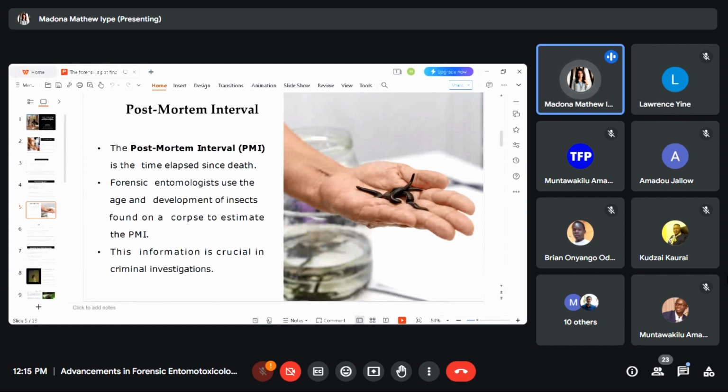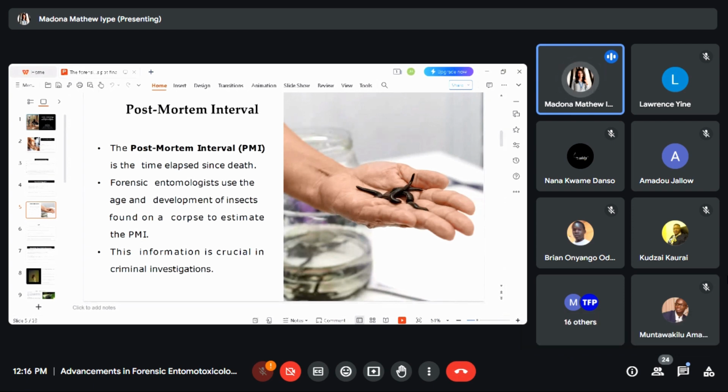Next, you all might have known what post-mortem interval is. It's basically the time elapsed since death. So usually, one main advantage of forensic entomology is that, apart from all the traditional methods for calculating the post-mortem interval, forensic entomology has been considered very successful because it is the only method as of now which gives accurate PMI even after 72 hours of death.